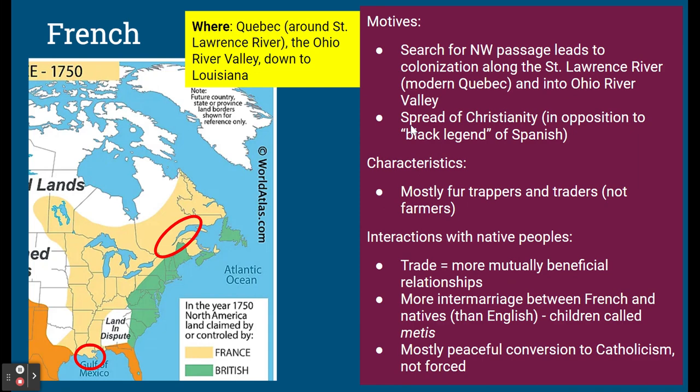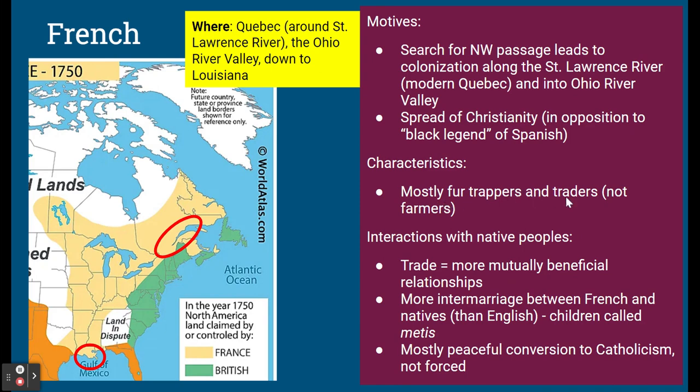They also were motivated to a certain extent by the spread of Christianity. Like other Catholic countries, like the Spanish, they wanted to spread Catholicism and gain new converts, but they were very sensitive to the reputation of the Spanish, the Black Legend, and they wanted to show that it was possible to gain converts in a non-violent manner for the most part. Now, in terms of the characteristics of their conquest, especially in the St. Lawrence area, they mostly became fur trappers and traders.